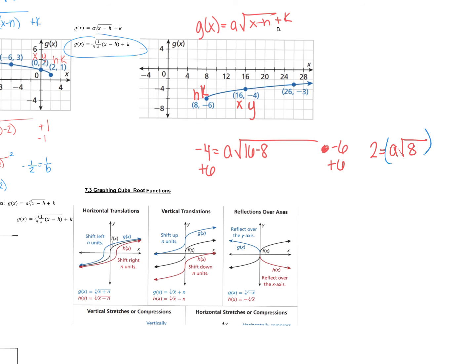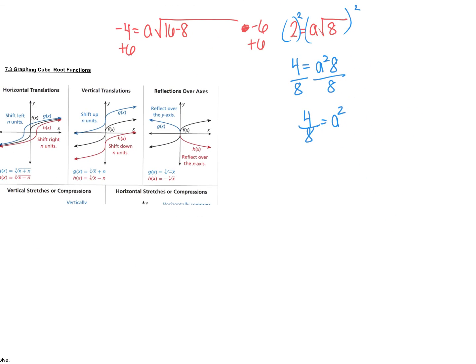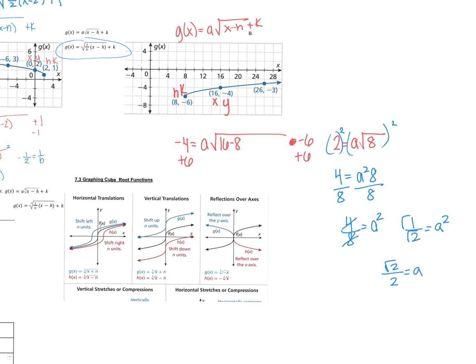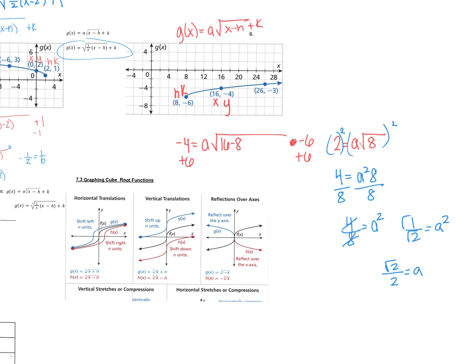We are going to square both sides. So that gives me 4 equals a squared times 8. I divide by 8. 4 over 8 equals a squared. You're going to simplify this. 1/2 equals a squared. So a is root 2 over 2. So we're going to go ahead and plug that in. G of x equals root 2 over 2 times the square root of x minus 8, minus 6.